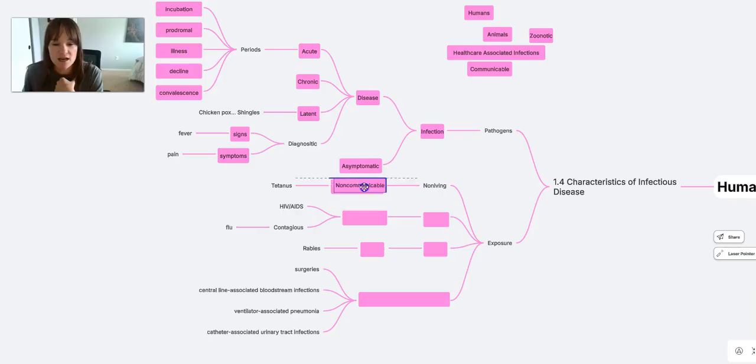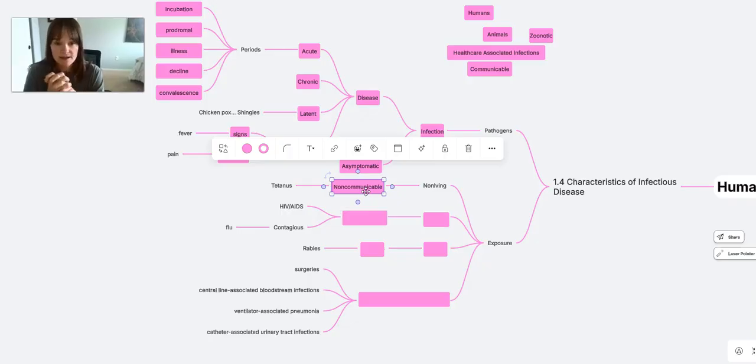Okay, if you said non-communicable, you are correct. That is an example of an infectious disease that cannot be transferred between people. It came from a non-living reservoir, often, let's say, through soil that's been contaminated with the pathogen, and it can cause tetanus when it enters the body, and tetanus cannot spread. You can't catch tetanus from someone.